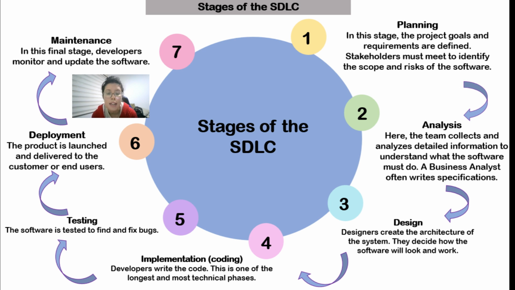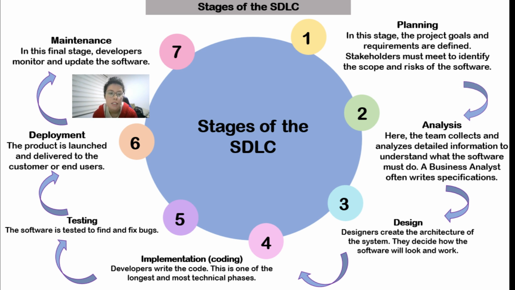Second is analyze. Here, the team collects and analyzes detailed information to understand what the software must do. A business analyst often writes specifications. Third stage is design. Designers create the architecture of the system. They decide how the software will look and work.